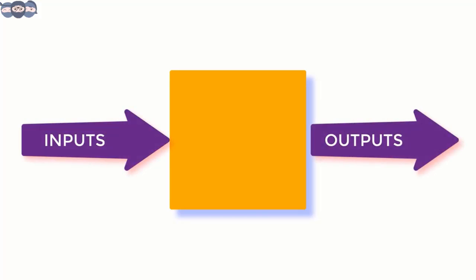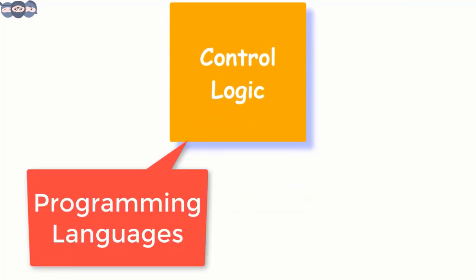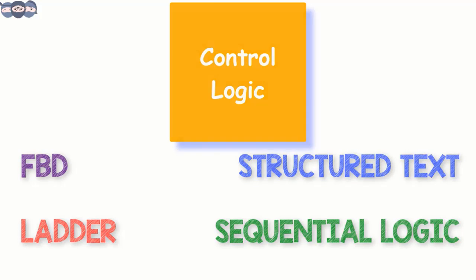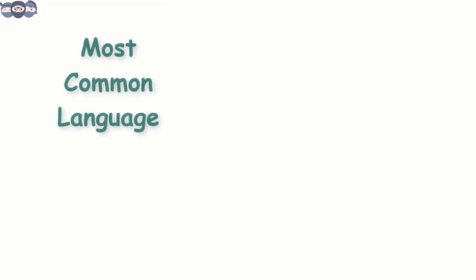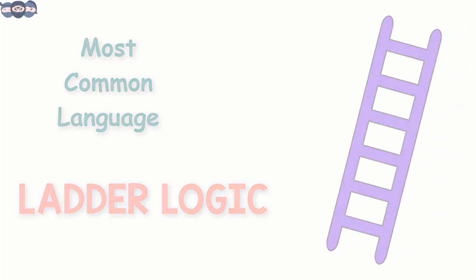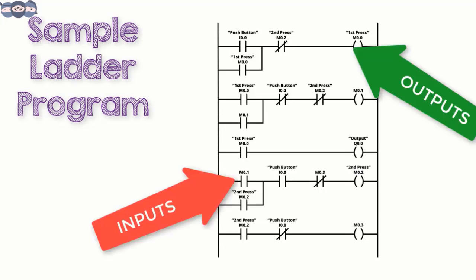The relations between these inputs and outputs are established via a control logic. The control logic can be programmed using different programming languages. Some of them are FBD, ladder, sequential logic, structured text, etc. Out of this, one of the most commonly used language is ladder logic. It gets its name because the program looks like a ladder with different input-output relations.